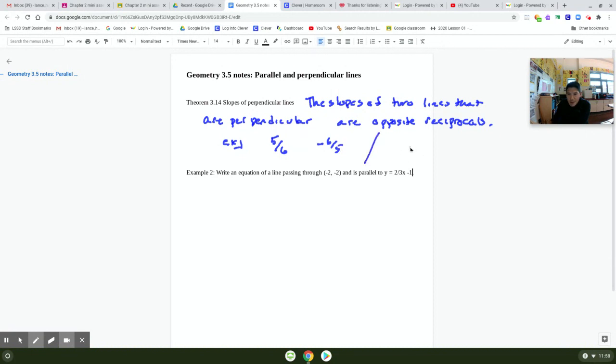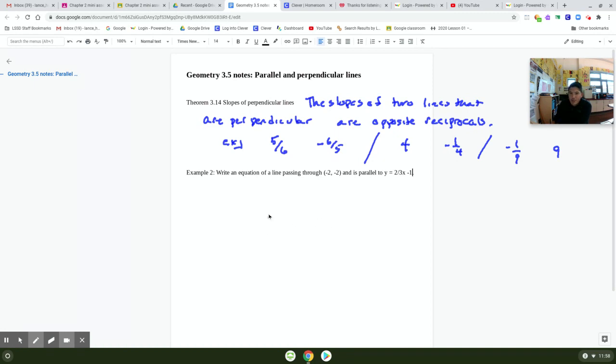The opposite reciprocal of 4 is -1/4, because 4 is the same as 4/1. The opposite reciprocal of that is -1/4, and so on. The opposite reciprocal of like -1/9 is +9. So those are opposite reciprocals of each other.